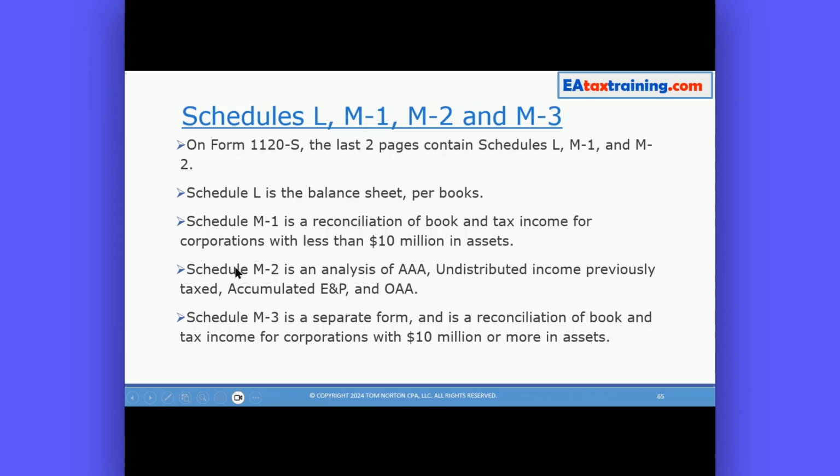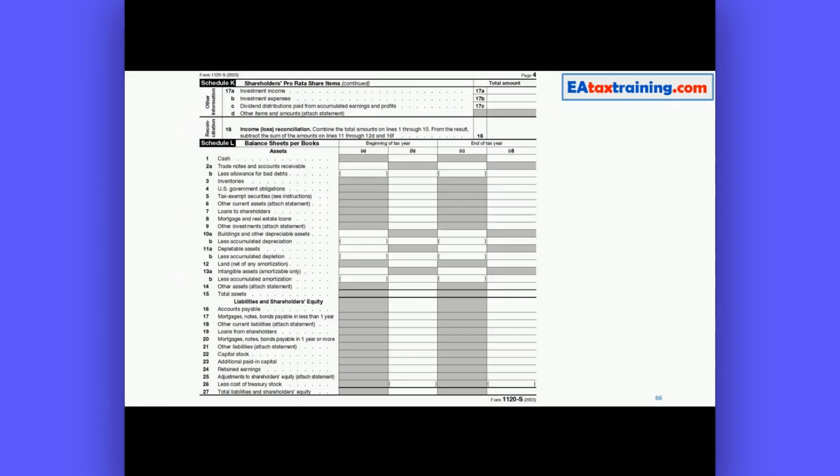Schedule M2 is a little bit different for an S Corp than it is for a partnership or a C Corp. Schedule M2, as we will see, is an analysis of AAA, of undistributed income previously taxed, of accumulated earnings and profits, and of OAA. So we will look at that in a little bit more detail here coming up. But first, let's look at Schedule L.